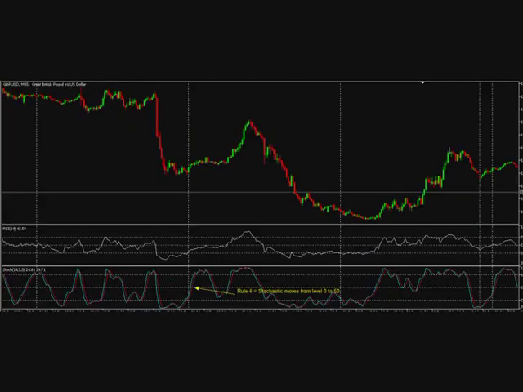Rule number 4, we move over to the 15 minutes time frame and wait for the stochastic oscillator to move from the 0 level to the 50 level, and there you have your entry signal for a buy trade.